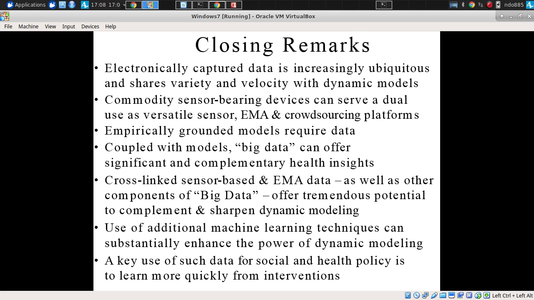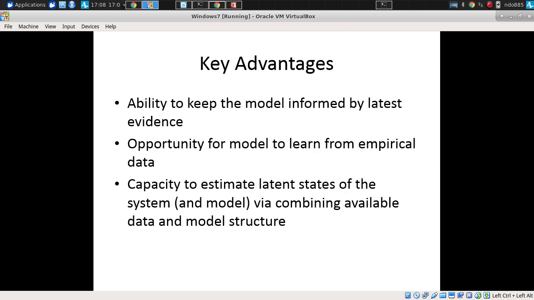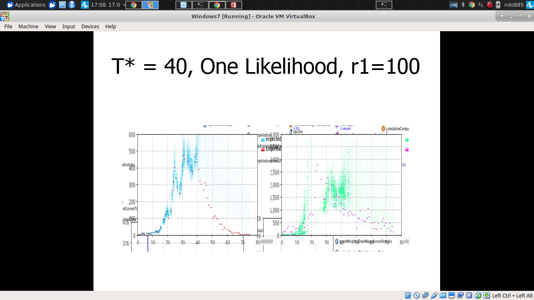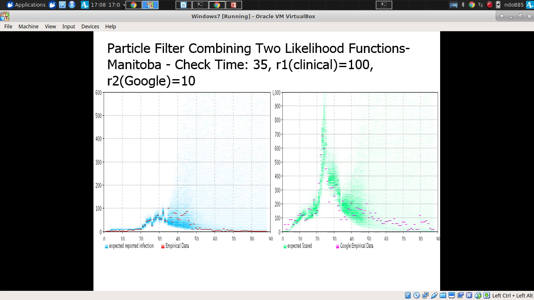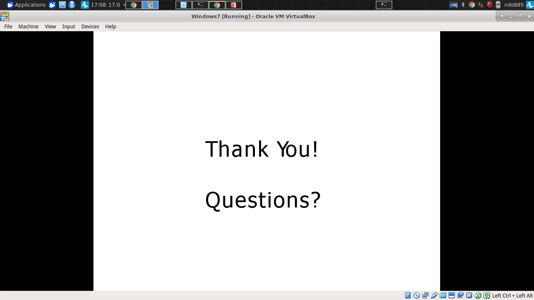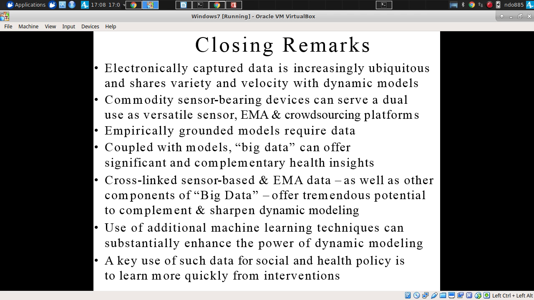And a key use of this data for social and health policy is to help us learn more quickly and more effectively from interventions. Because when it comes to designing intervention strategies to take advantage of a model like this, we are best suited to make use of reasoning about how things are likely to take place across multiple pathways. These models often depict multiple changes in behavior and outcomes across multiple pathways. And that's the same type of information that can be gathered by many of these types of big data.